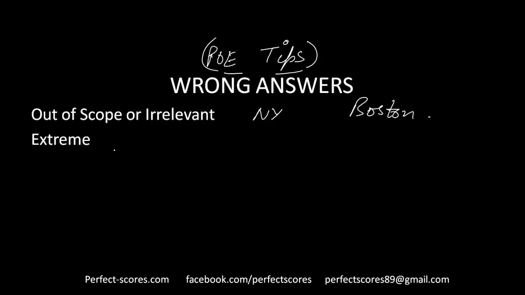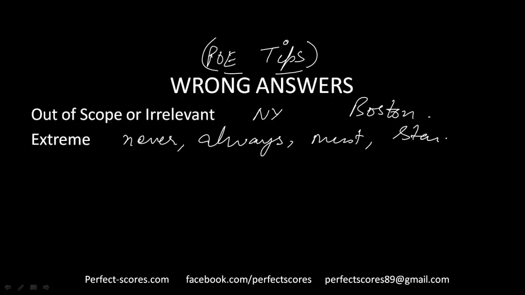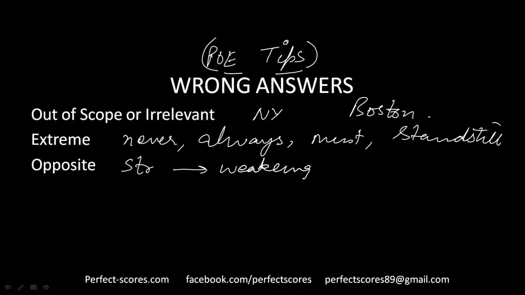An option that is extreme, that is using words like never, always, must, stand still. So these are very extreme words. Usually these options are wrong. Then you have something that tells the opposite. You're looking for an option that strengthens the argument, but there is an option that is actually weakening the argument in some way. That would be a wrong answer. And that's all in the critical reasoning wrong answer types.